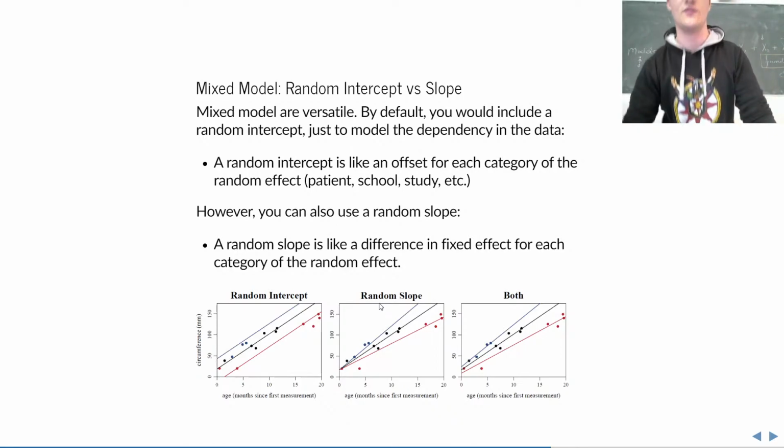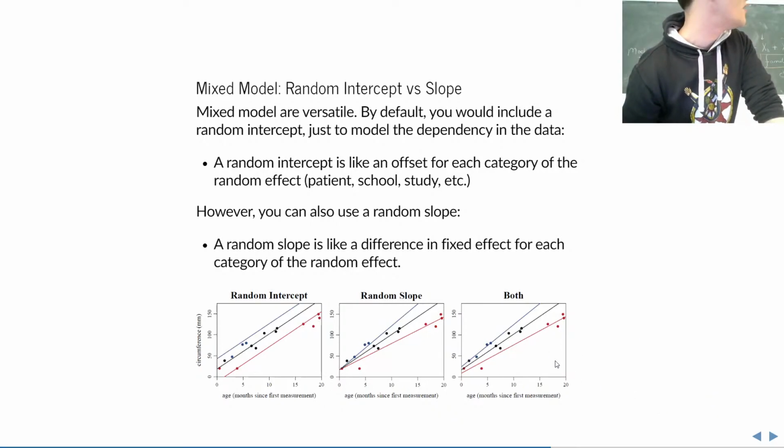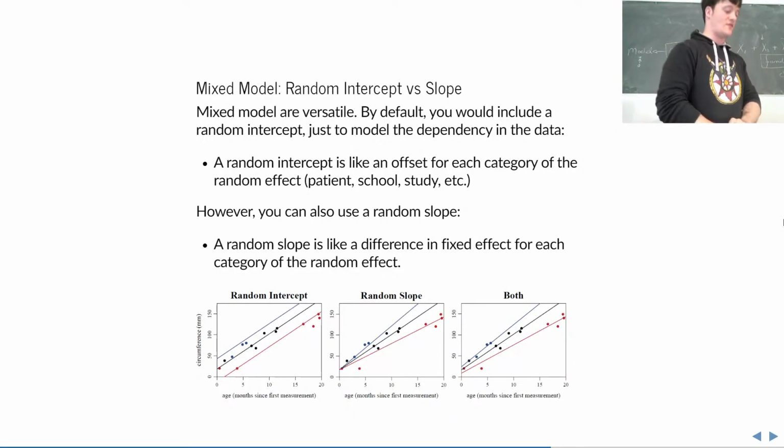If you can do one, you can do the other. You can, of course, also do both, but in practice, you will very rarely use both because it eats up a lot of degrees of freedom, and you'll most likely get a convergence error.